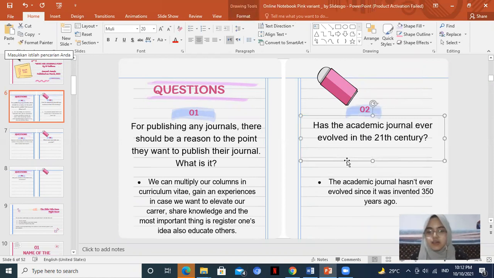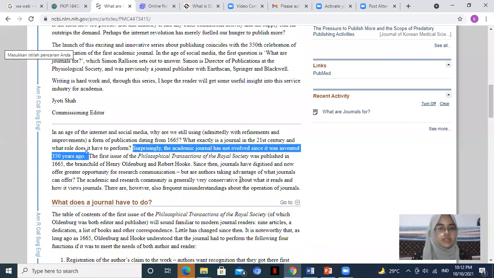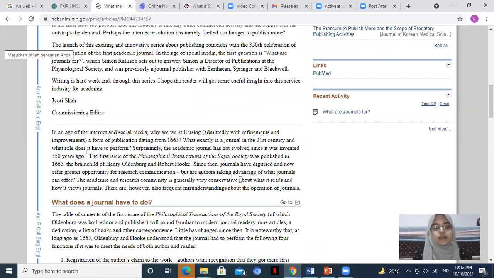Okay, the answer, in my words, is that the academic journal has evolved since it was invented 350 years ago. And the summary, from my point of view, is that this is the beginning of the "What Are Journals For?" article. The meaning, function, story, and benefit can be found in the abstract section.